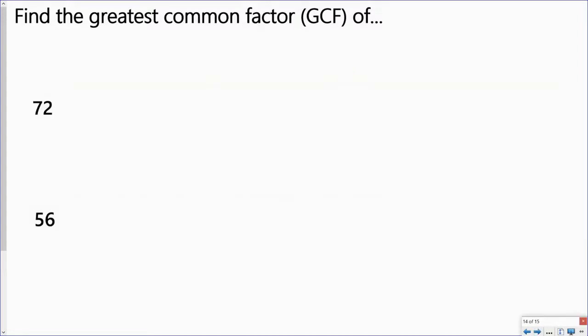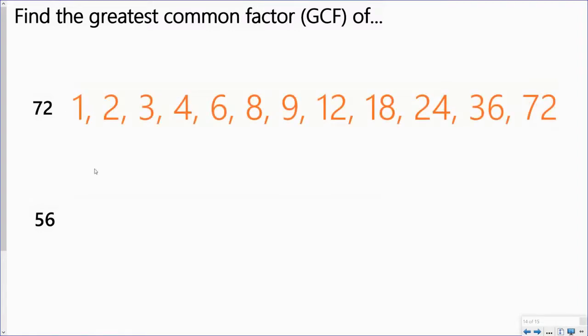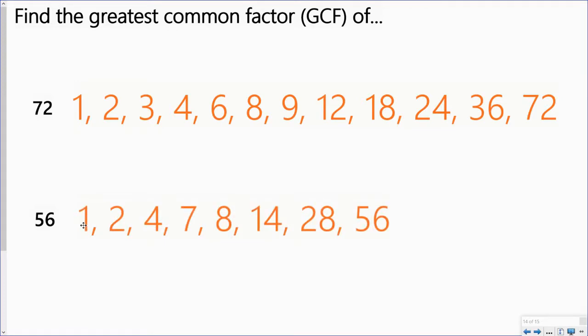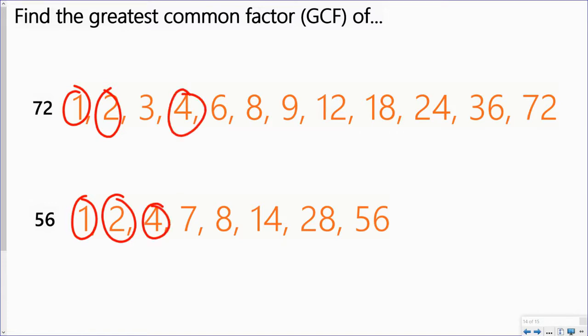Let's take a look at 72 and 56. So my list of factors for 72 would be here, and my list of factors for 56 would be here. And now let's circle the common ones. So we have got 1, we have 2, we have 4, we have 8, and that looks to be about it. And so now I'm going to put a triangle around the largest one, and that looks to be 8.